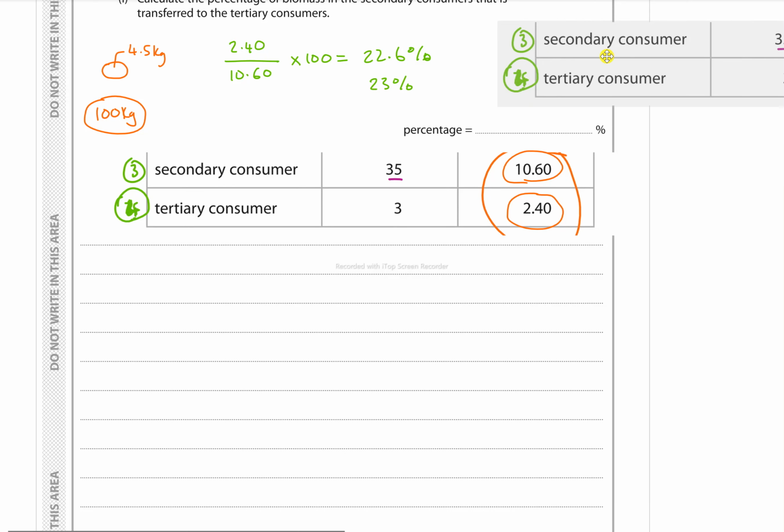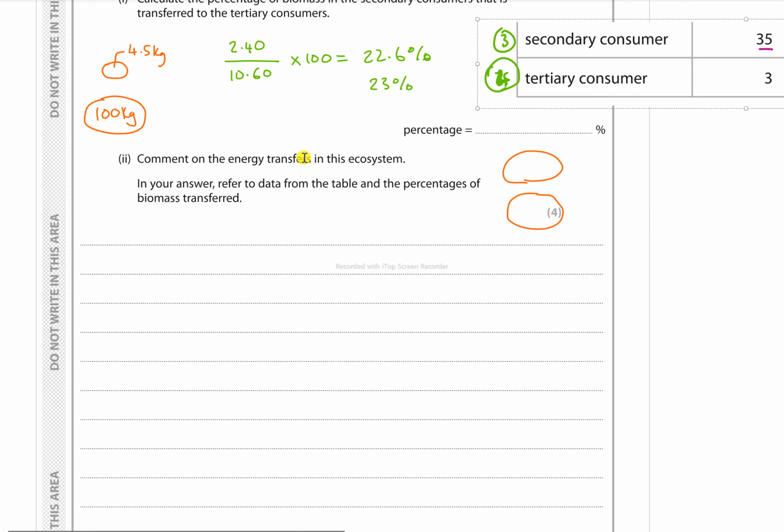That's fair enough. Comment on the energy transfers in an ecosystem. Again, it's that standard rabbit question.